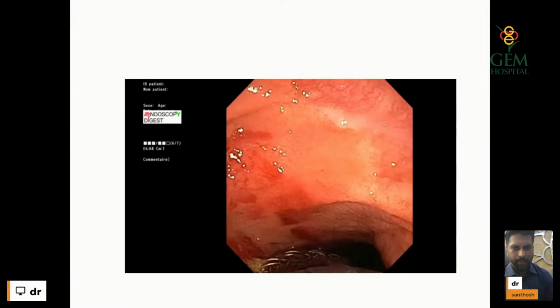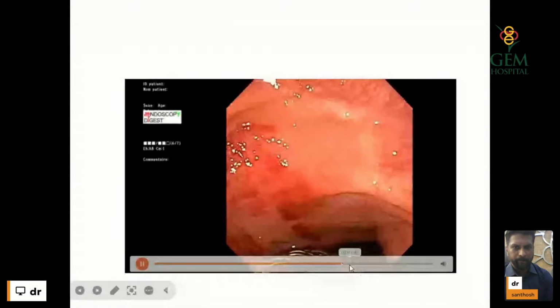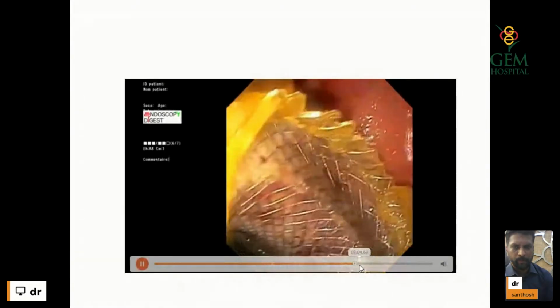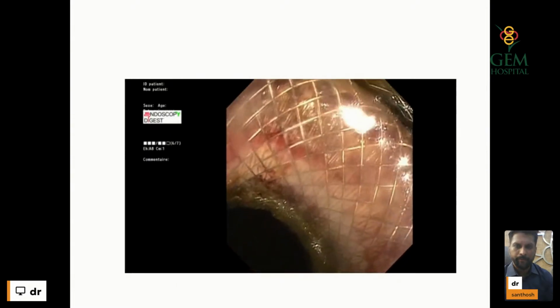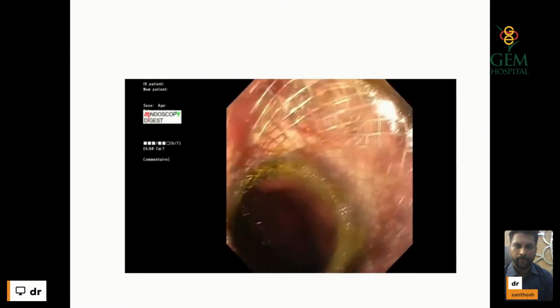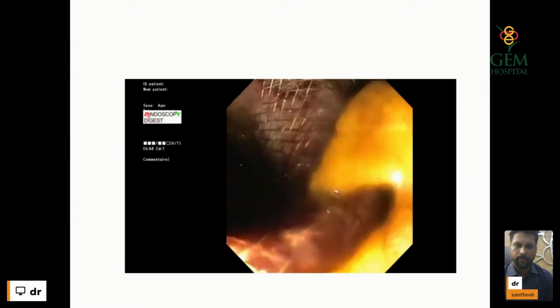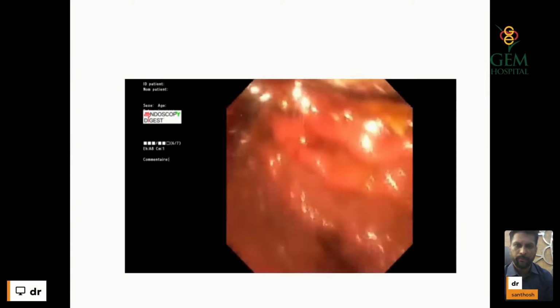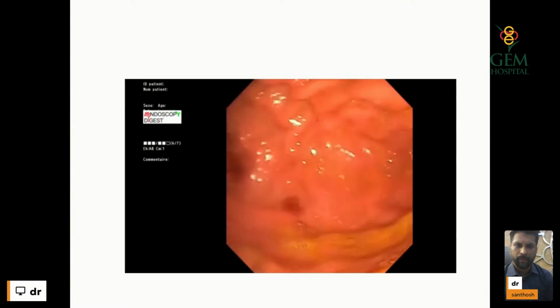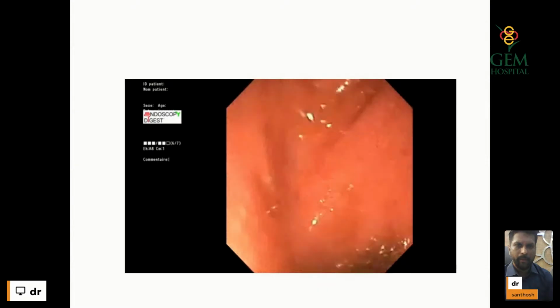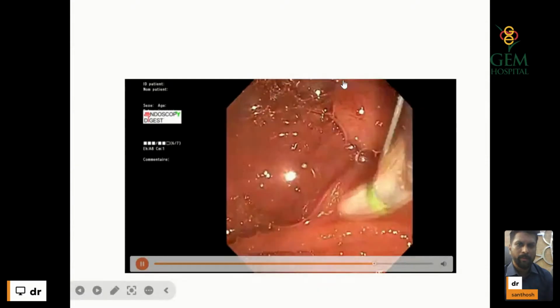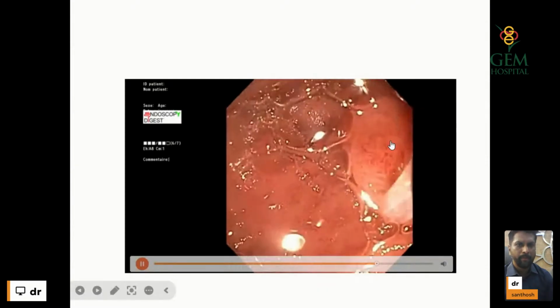This is dilatation which is happening. Done. Once it dilated, so enter into the distal excluded stomach, and then there's an ampulla. We can do cannulation and then perform ERCP.